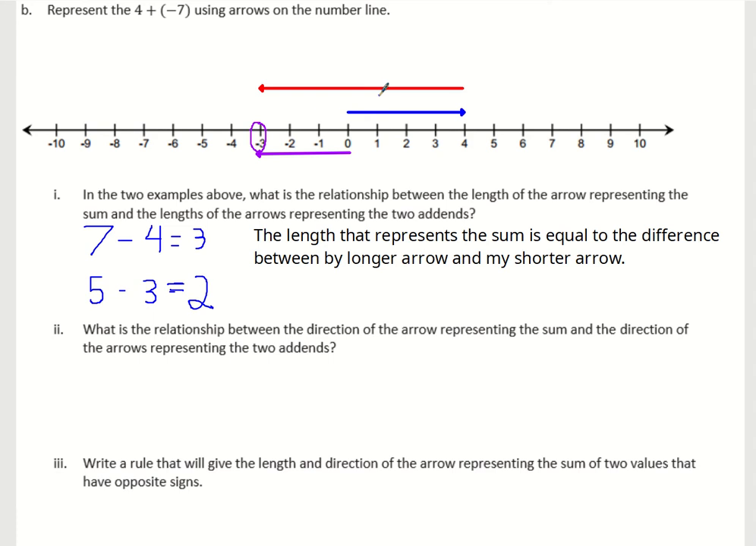Now, what's the relationship, this next part is asking us, what's the relationship between the direction of the arrow representing the sum and the direction of the arrows representing our two addends? Well, this one's a little bit tricky because my two addends, they're facing opposite directions.